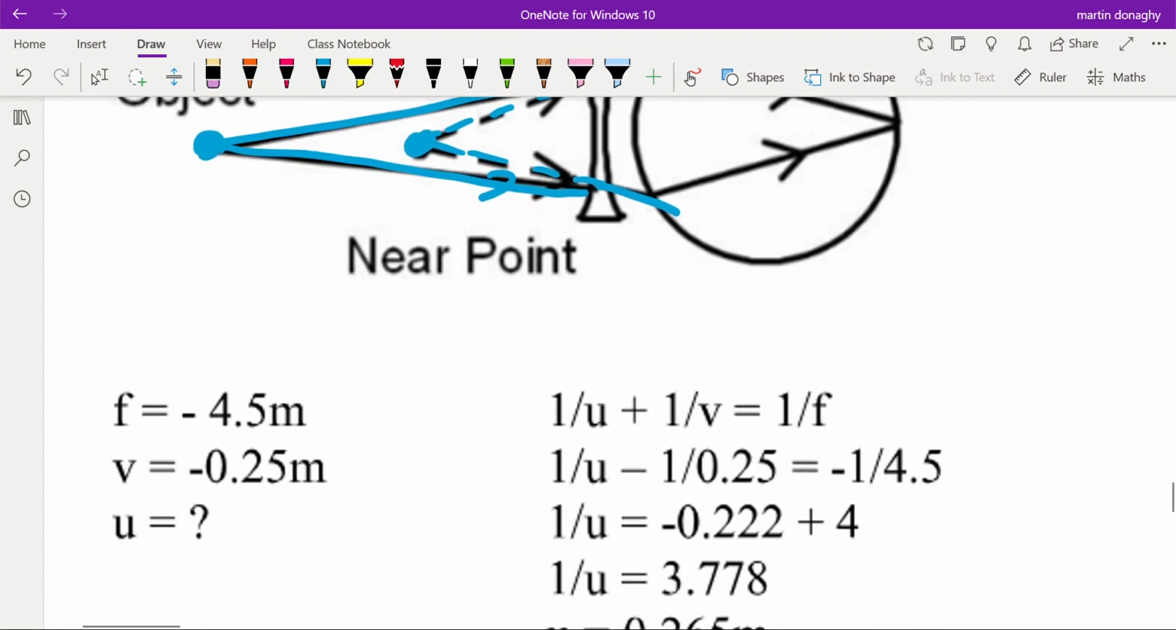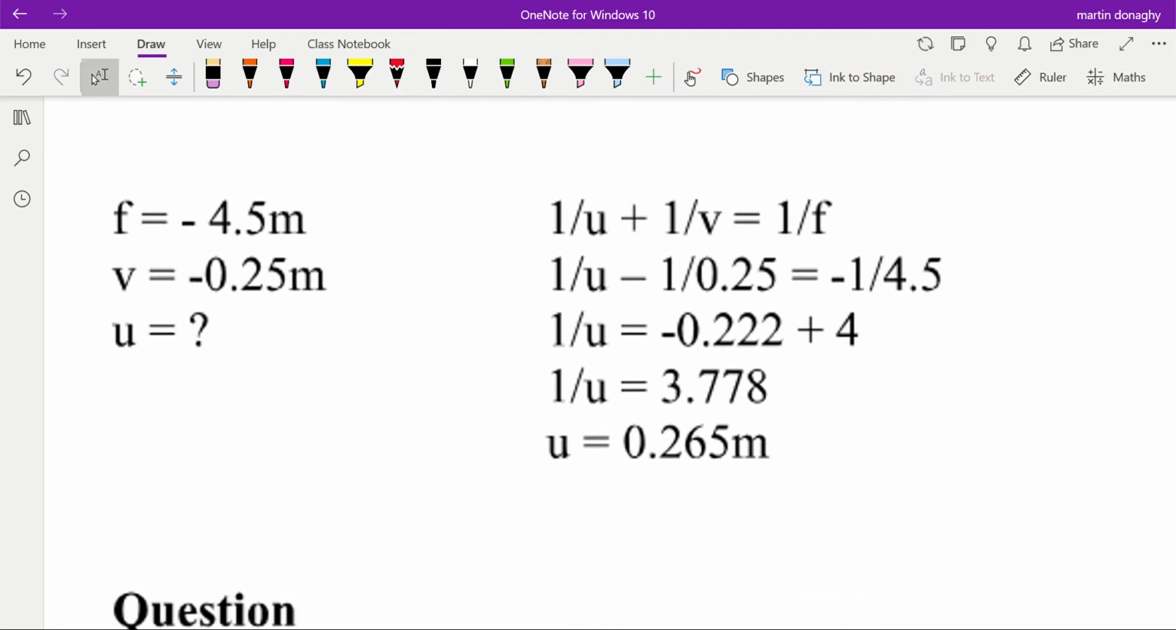Okay, so our inputs into the lens equation to find out the negative effect it has on their near point: the focal length is the same as we worked out to be needed to correct their vision. We want to find out where the object is, so we're looking for u when it appears to be coming from their near point. So v is minus 0.25. Remember, v is always negative for corrective vision questions. Put that into our equation, do a little bit of rearranging and working out, and we find out that u is 0.265 of a meter.